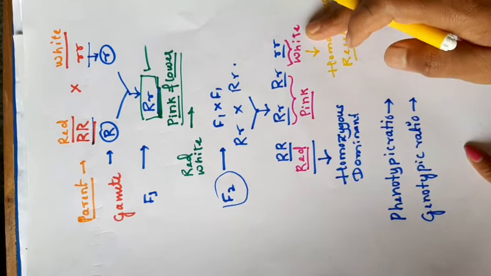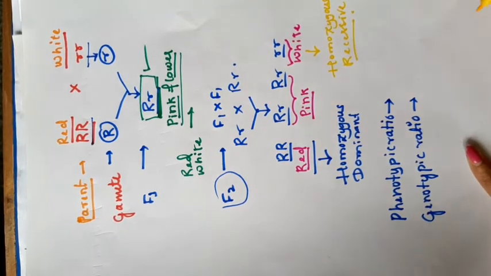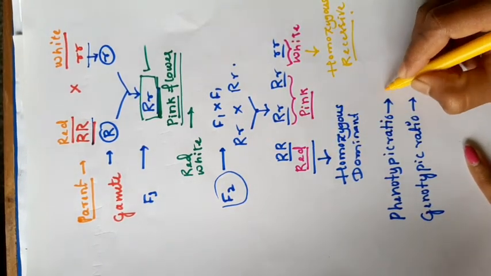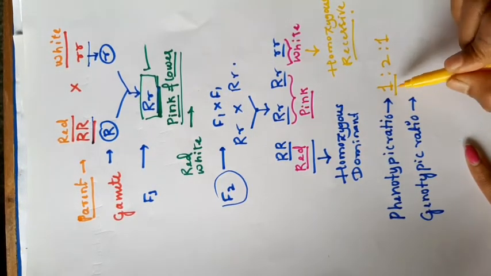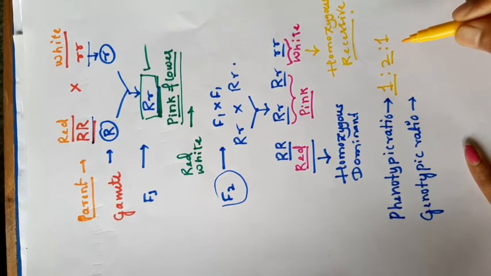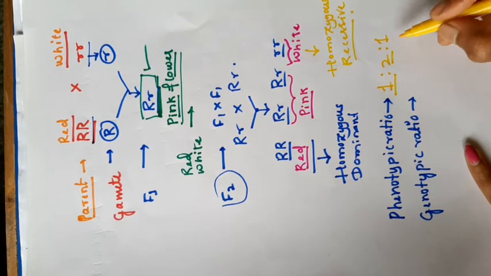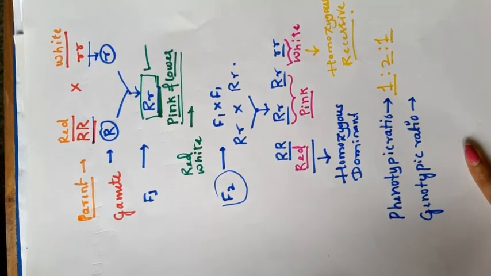Phenotypically, these three plants look different. We can write the ratio like this: 1:2:1. One is homozygous dominant, that is the red one. Two are the intermediate pink-colored flower plants, and the last one is homozygous recessive. It is just like a monohybrid cross, but the only difference is that here we can see the expression of both the dominant and recessive genes.